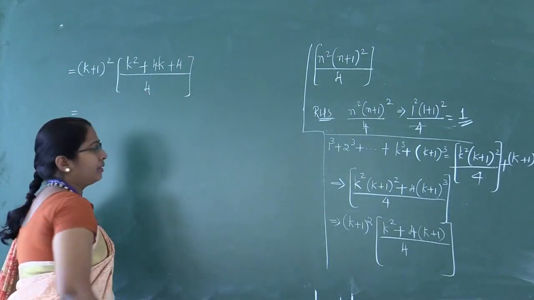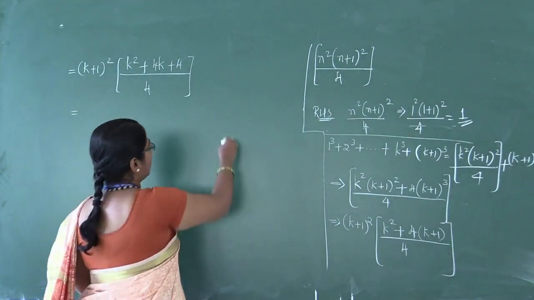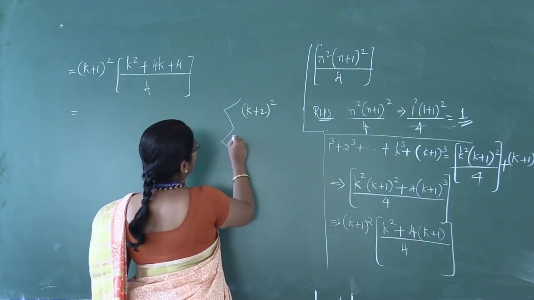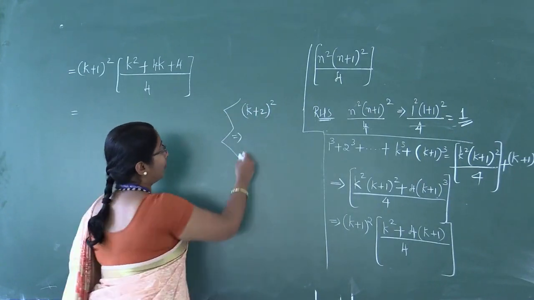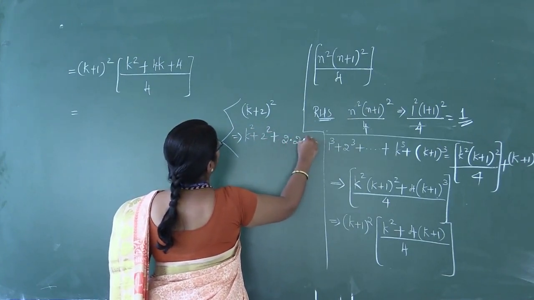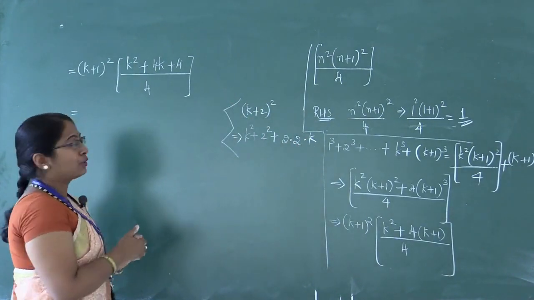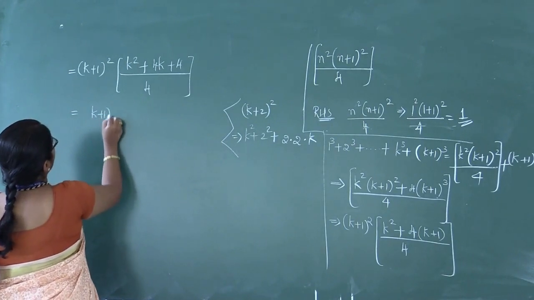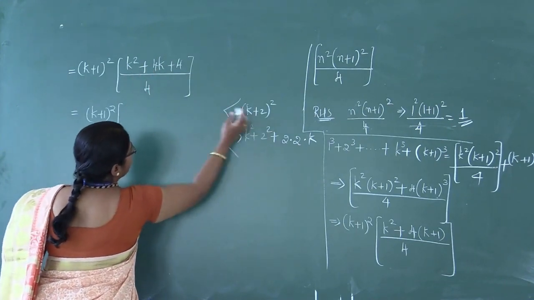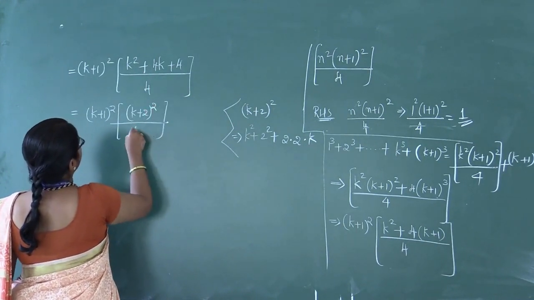When you observe the numerator, k square plus 4k plus 4, can I write the numerator as k plus 2 whole square? In the working column, if you observe k plus 2 whole square, expand this according to a plus b whole square formula. What do I get? A square plus b square plus 2ab. So k square plus 4 plus 4k can be written as what? K plus 2 whole square. So k plus 1 whole square I will rewrite as it is, and k square plus 4k plus 4 can be written as k plus 2 whole square, complete thing divided by 4.